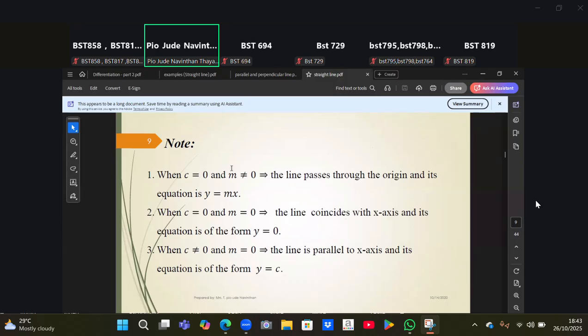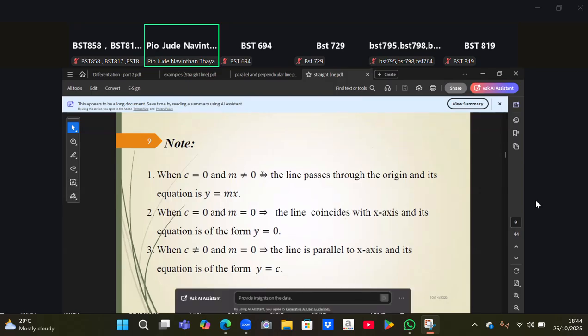When c is equal to 0 and m is not equal to 0, the line passes through the origin. Its equation will be y is equal to mx. If m is positive, the slope will be like this. If m is negative, the slope will be like this.